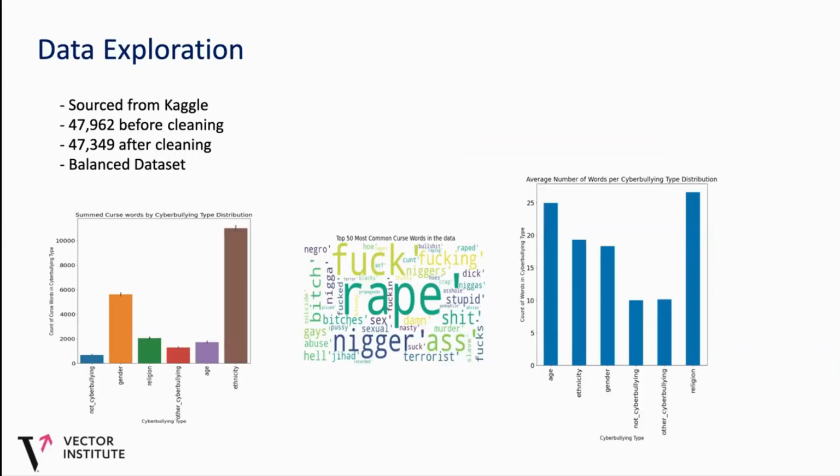The data was primarily sourced from Kaggle, and before cleaning the data, there were over 47,000 records, and after cleaning, there were about 47,349 records. I noticed that the data set was balanced, and by being balanced, this means that there were almost equal entries for all of these classes. And the classes that I worked on were not cyberbullying, gender, religion, other cyberbullying, age, and ethnicity.